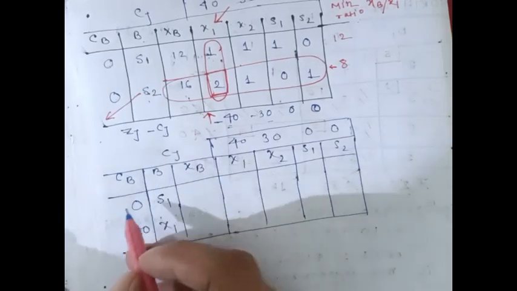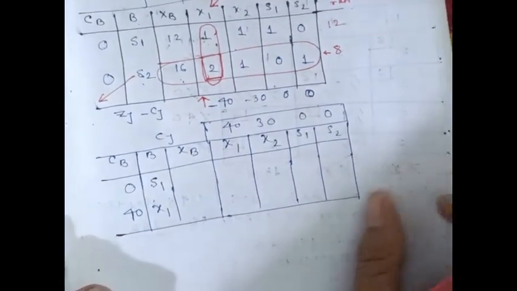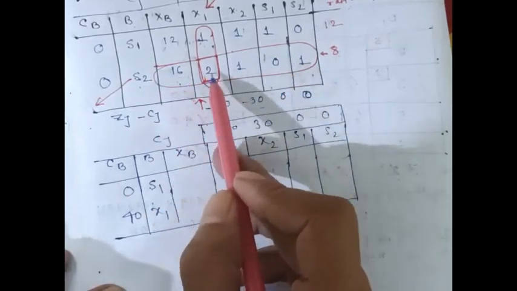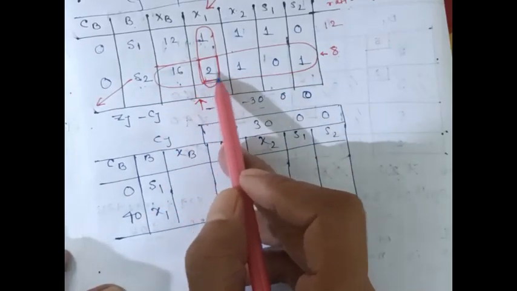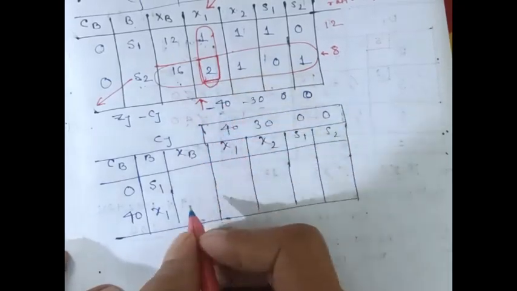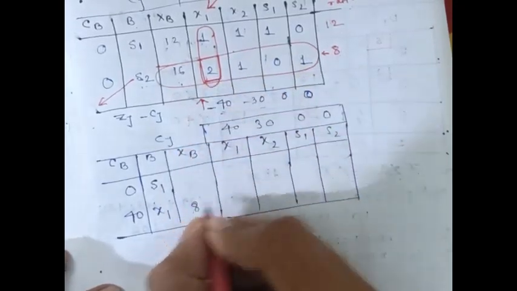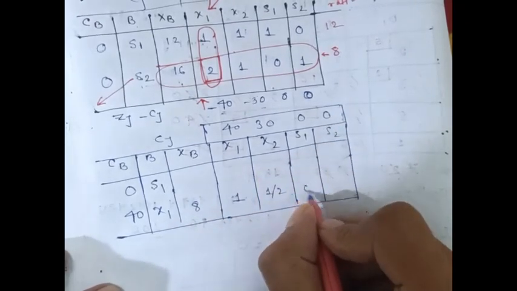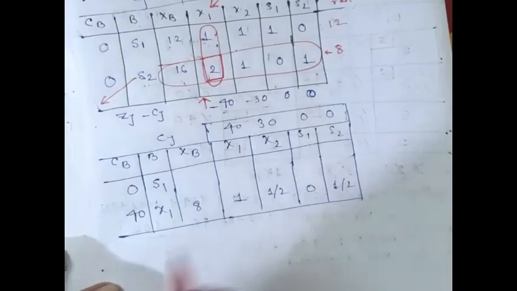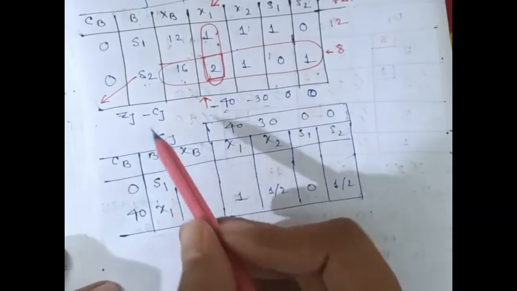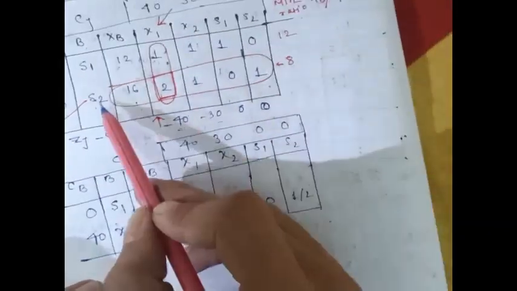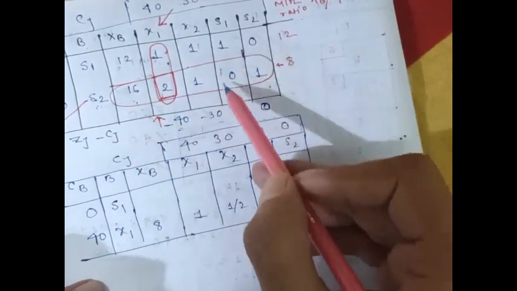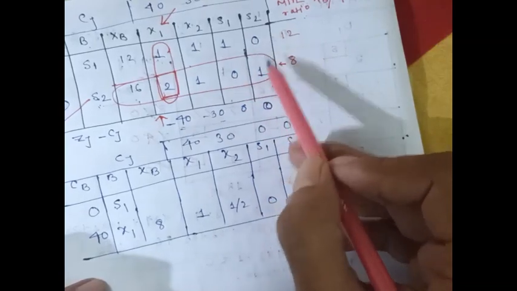Okay, so we have to just divide this row by this key element. 16 by 2 it is 8, 2 by 2 it is 1, 1 by 2 it is 1 by 2, 0 by 2 it is 0, and 1 by 2 it is 1 by 2. Okay, so see, h2 is 0 1.